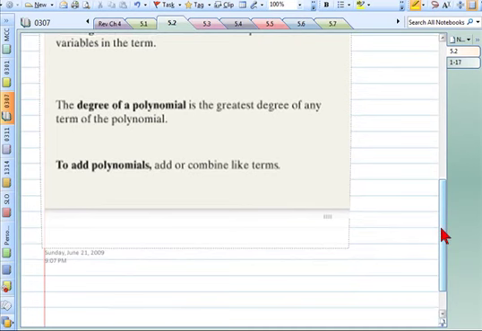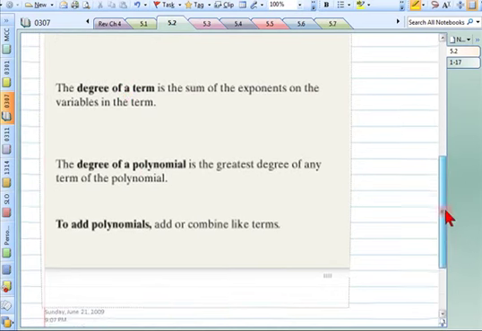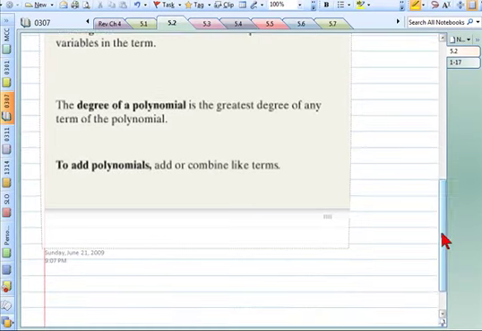All right, degree of a polynomial. Now we just finished with degree of a term. It disappeared, but we had done it. The degree of the term is the sum of the powers on the exponent, on the variables. The degree of a polynomial is the greatest degree of any term of the polynomial. It is the greatest degree.